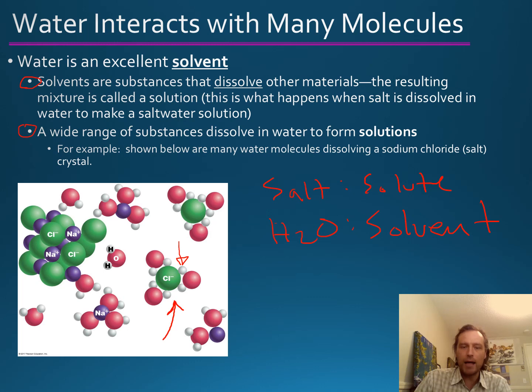The partial positives of the water molecules surround the chloride ions because chloride's negative. And here, the sodium is positive, completely one positive charge. You can see the red circles surrounding it. The red circles are oxygen, and they are partially negatively charged. So the partially negative part of water surrounds sodium.